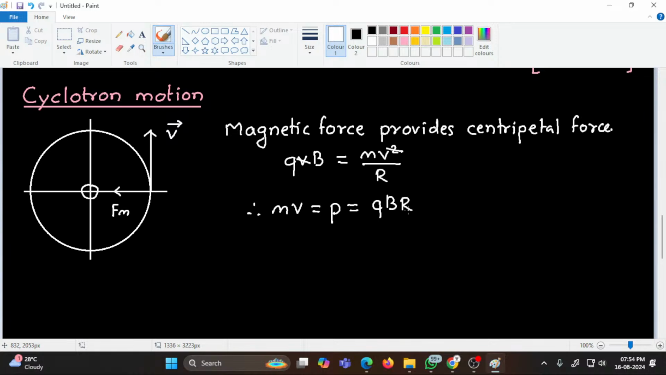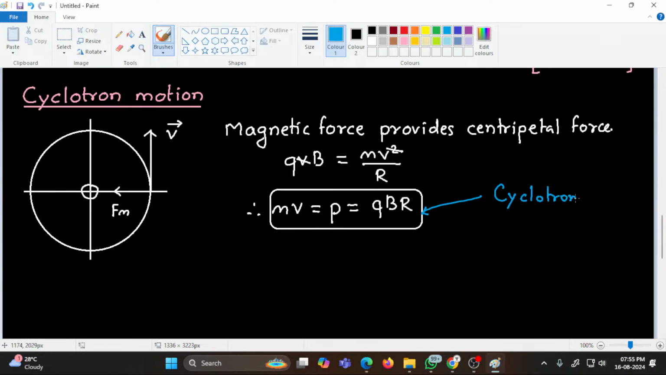This equation represents what is known as the cyclotron formula. It describes the circular motion of a charged particle in a particle accelerator or cyclotron. So this formula is known as the cyclotron formula. It describes the circular motion of a charged particle in a particle accelerator.